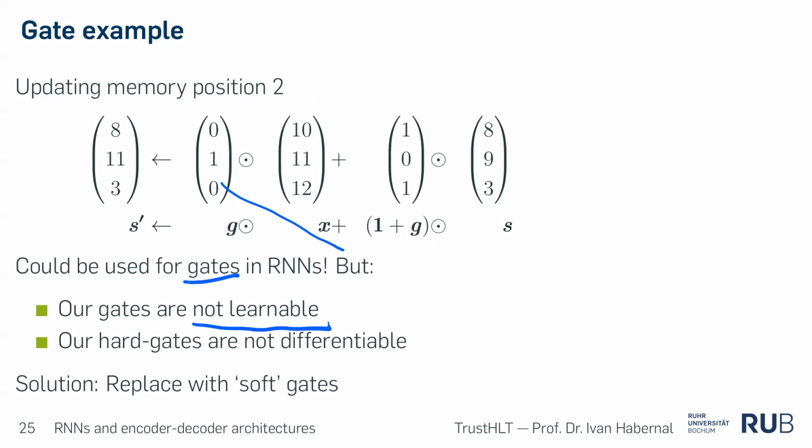There are also not differentiable in a way. How do you take a gradient? How do you minimize through this thing? It's kind of hard. So what we're going to do is replace these hard gates with soft gates, something which is differentiable and which you can learn as parameters. This is the idea for the next architecture we're going to talk about: soft gates, learnable gates.